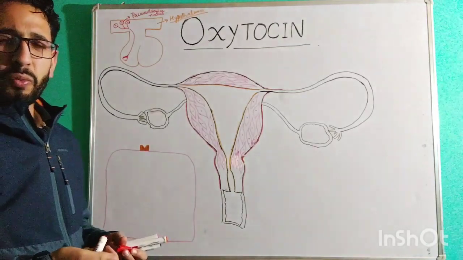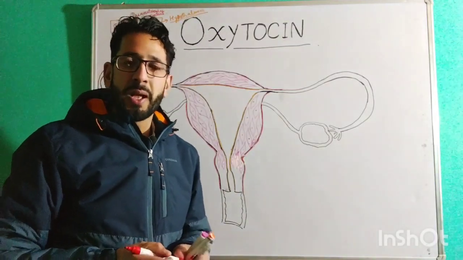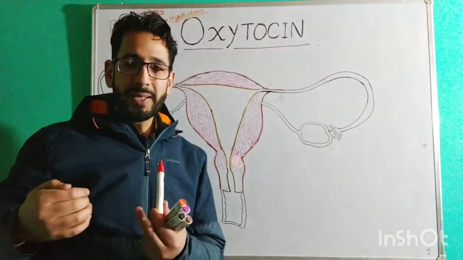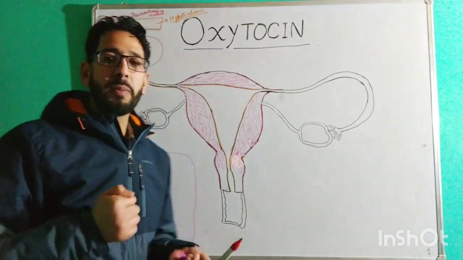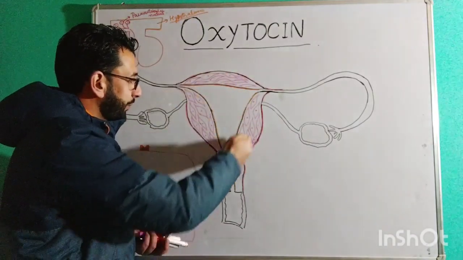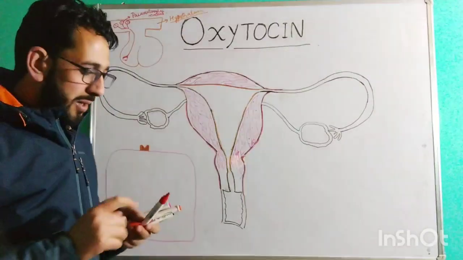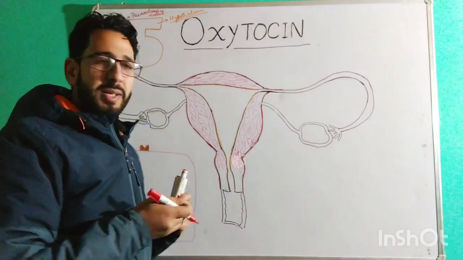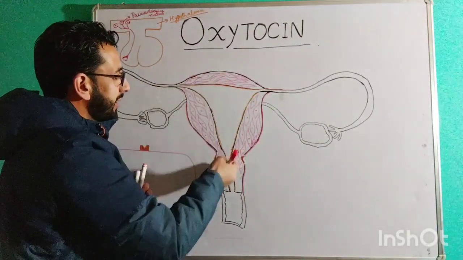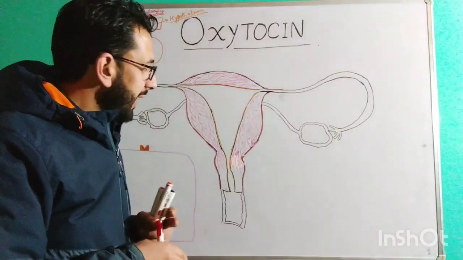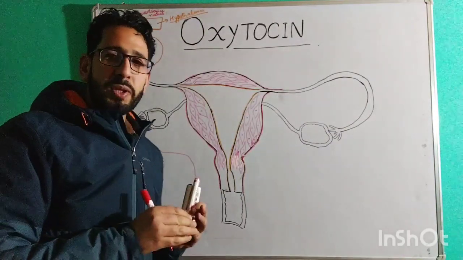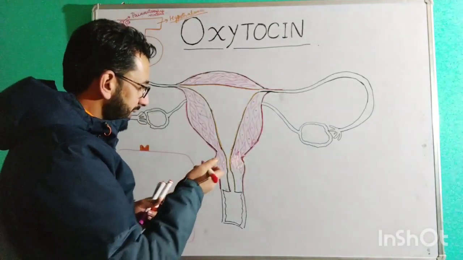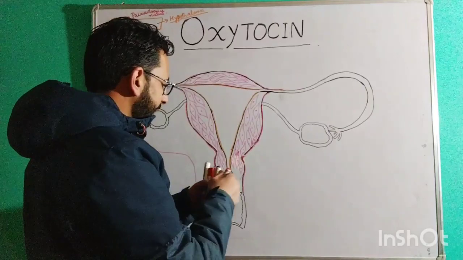Now we'll see what the role of oxytocin in our body is. The first role of oxytocin is in females, and it is on this organ right here, the uterus. I hope you know the basic anatomy of the uterus. It has the fundus, the body, and the cervix. When we talk about the walls of the uterus, there are three layers. The innermost is the endometrium.